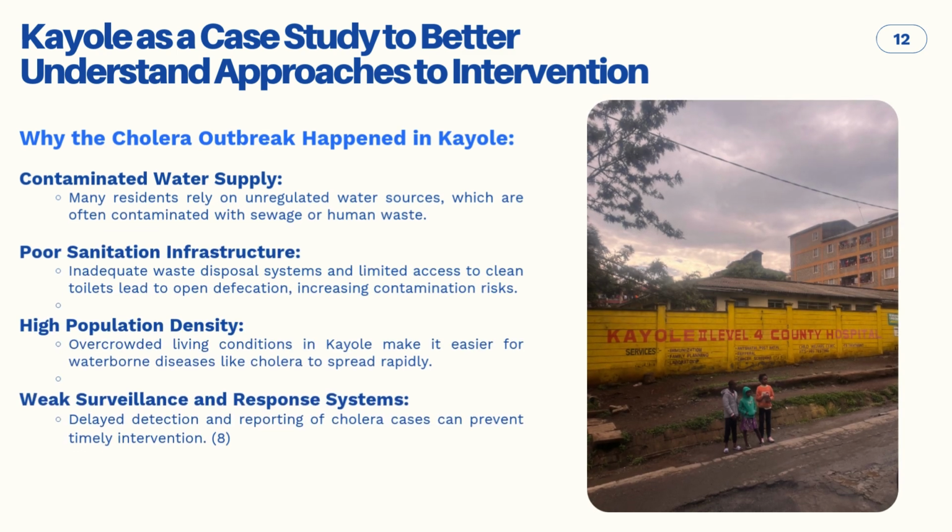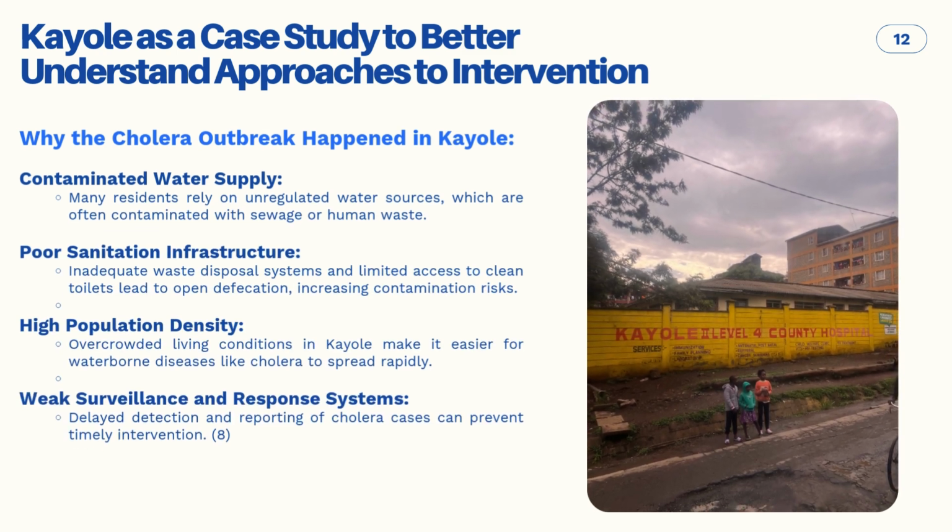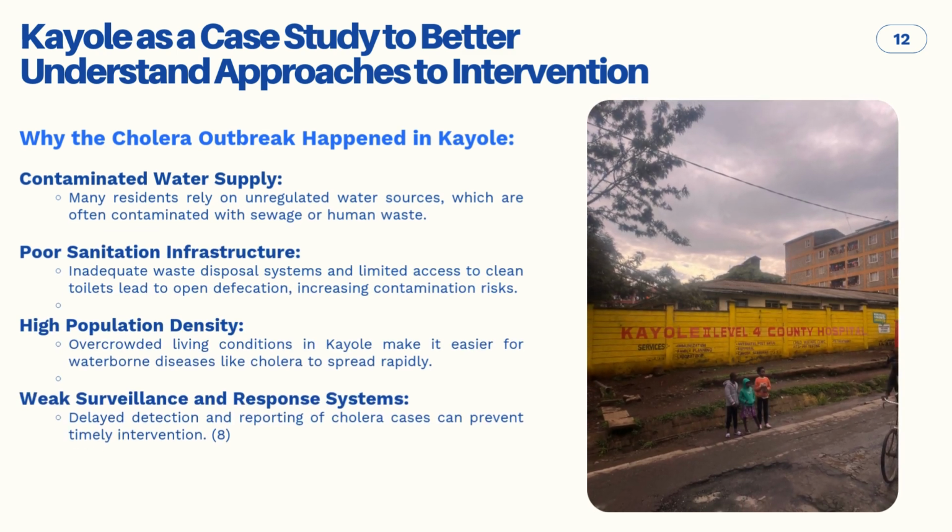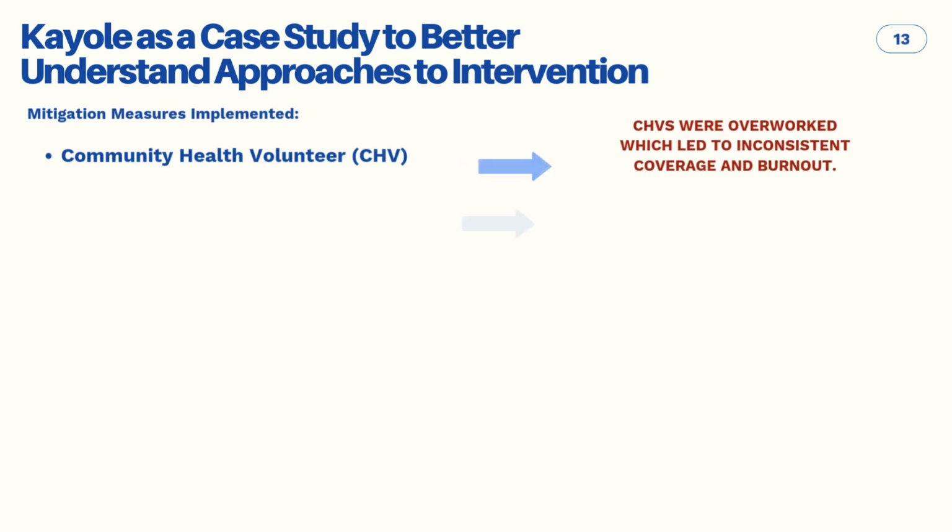But why do outbreaks happen in places like this? Water comes from unregulated sources, often contaminated. Sanitation infrastructure is weak, with open defecation being common. Overcrowding means the disease spreads fast, and weak surveillance delays the response.